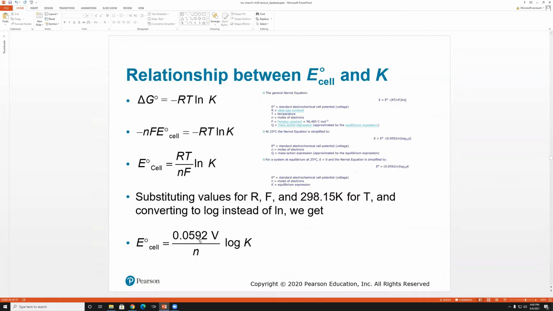And another one, here's the Nernst equation. That's a good one to know, where you can find the voltage from the number of electrons and the value of K, which is the equilibrium constant.